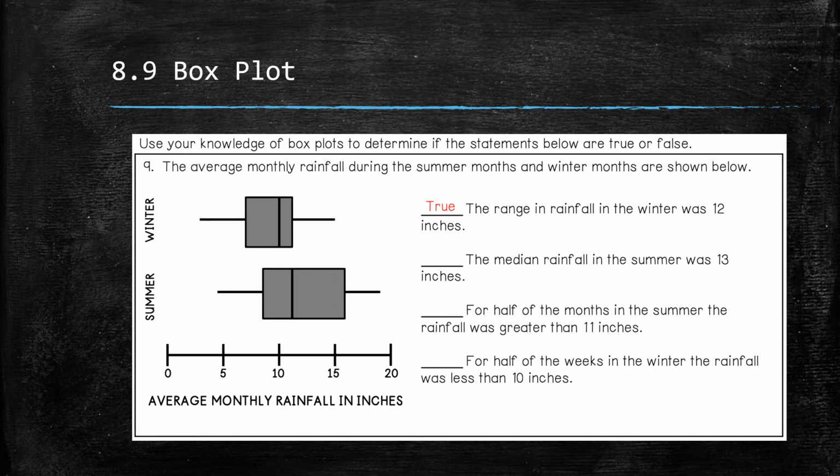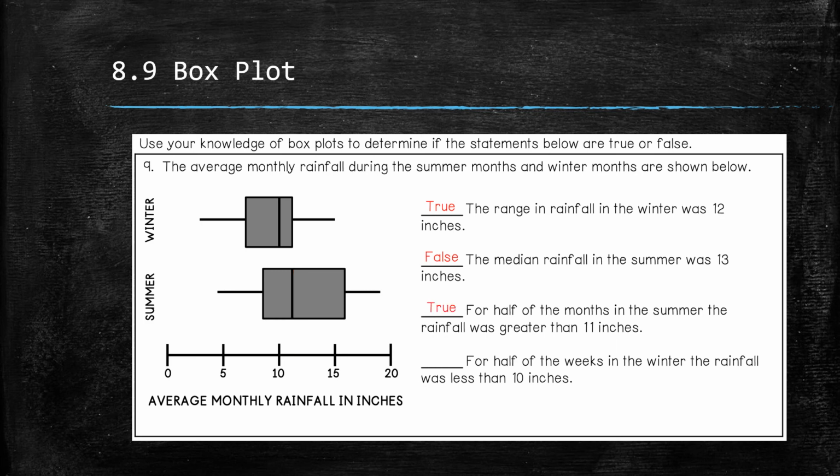The second question is asking what is the median rainfall in the summer? Is it 13 inches? Well, when I look at my median of the summer, that's that middle Q2, and it looks like it's falling on 11, so that would be false. The next question also has to do with the median of the summer, when it says for half of the months in the summer, the rainfall was greater than 11 inches. So the median splits that data in half. It falls on 11, so that would be true.